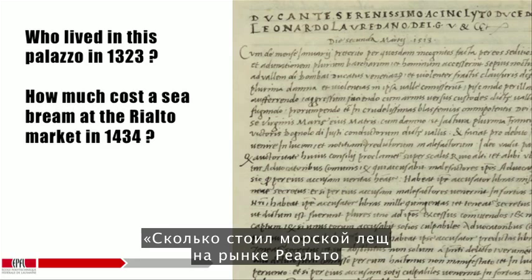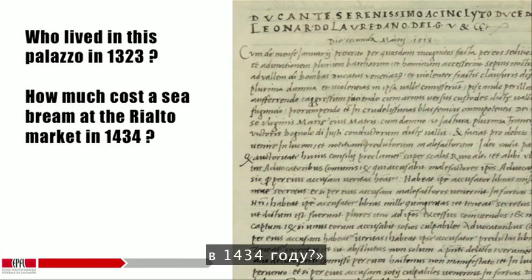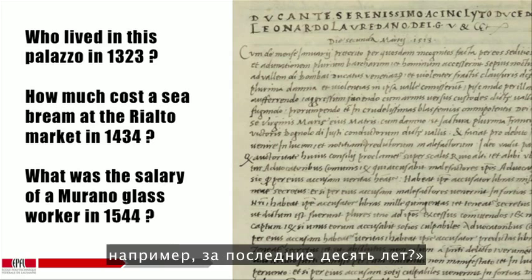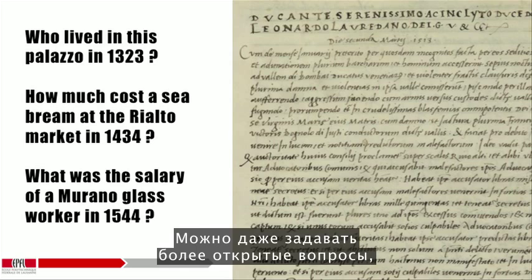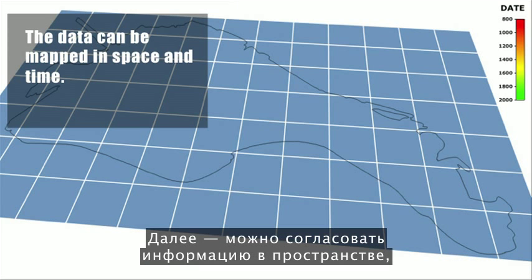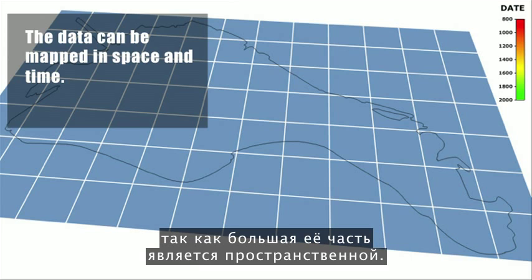How much did a sea bream cost at the Rialto market in 1434? What was the salary of a glassmaker in Murano, maybe over a decade? You can ask even bigger questions because it will be semantically coded. And then what you can do is put that in space, because much of this information is spatial.